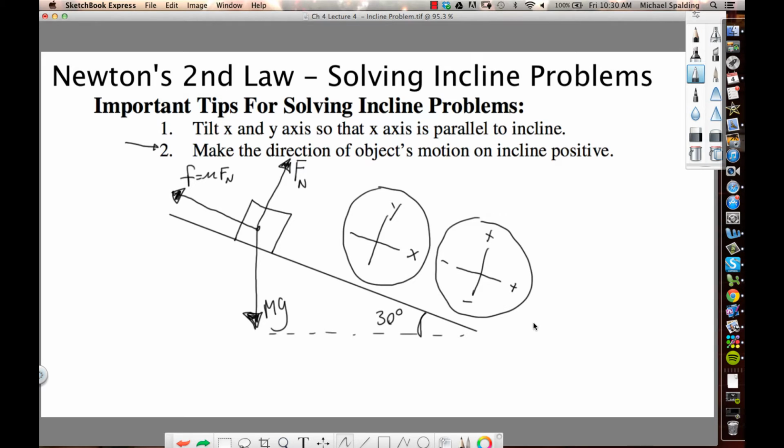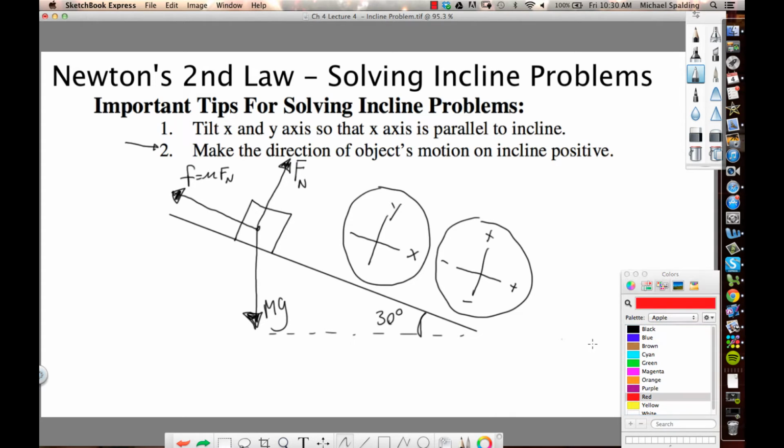Now, the one thing that's always going to be a pain in the butt when you're doing an incline problem is mg. Because look at mg. Is mg perfectly X? No. Is it perfectly Y? No. So that means, what do we have to do to it? Break it apart. So we're going to go Y component, X component, like that. Okay, so this guy is mgy, this guy is mgx.